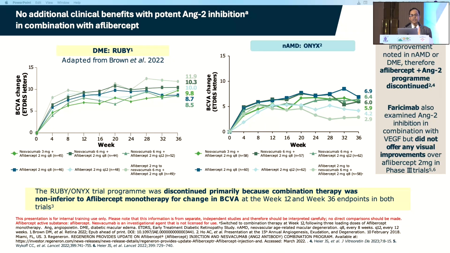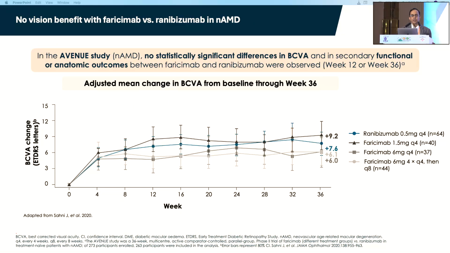It was discontinued primarily because combination therapy was non-inferior to aflibercept monotherapy for change in BCVA at the week 12 and week 36 endpoints. There was no efficacy improvement noted in neovascular AMD or DME. Therefore, the aflibercept Ang2 program was discontinued. No vision benefit with faricimab versus ranibizumab in neovascular AMD in the Avenue study. No statistically significant difference in BCVA or in secondary functional or anatomic outcomes between faricimab and ranibizumab was observed.